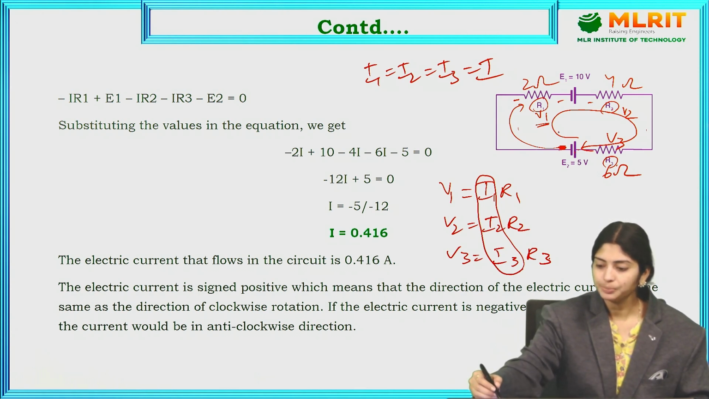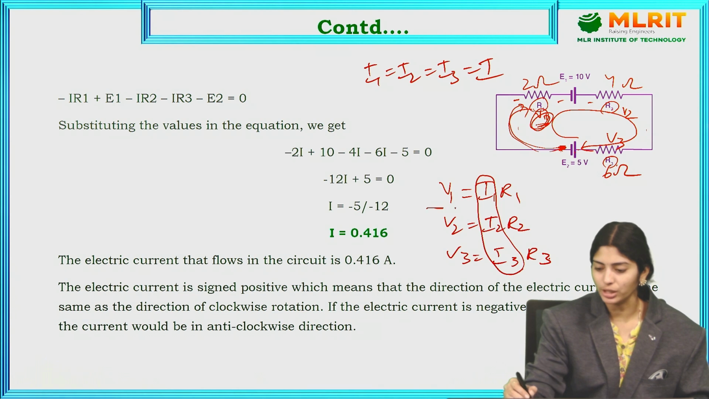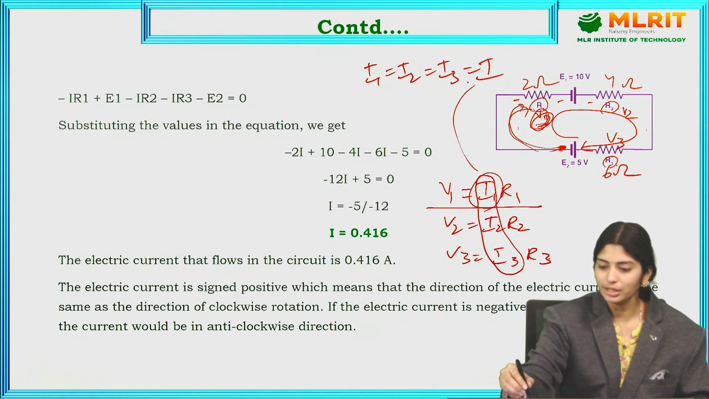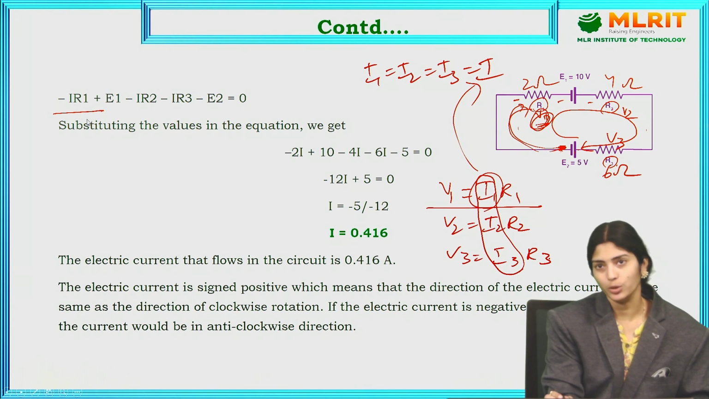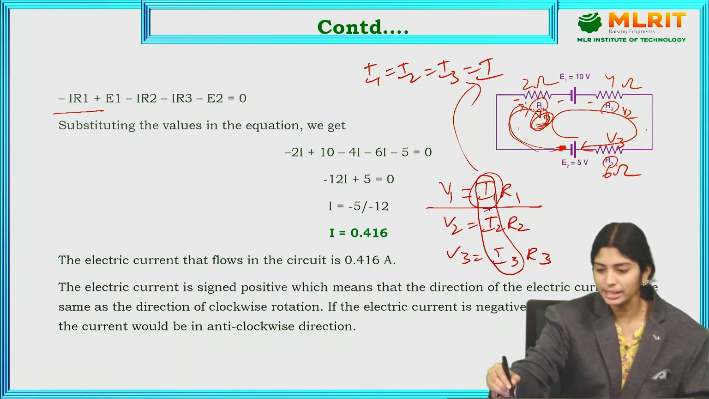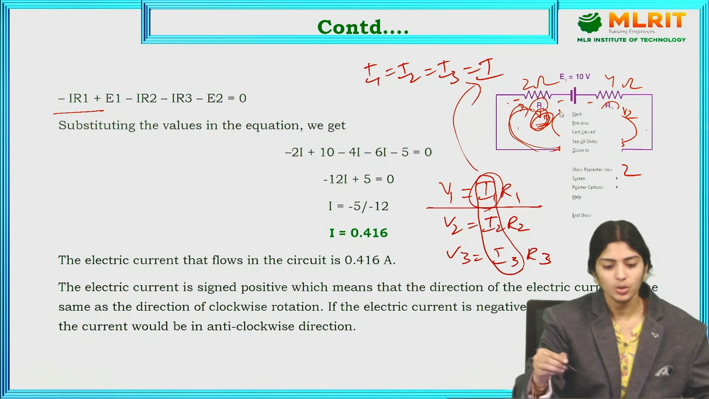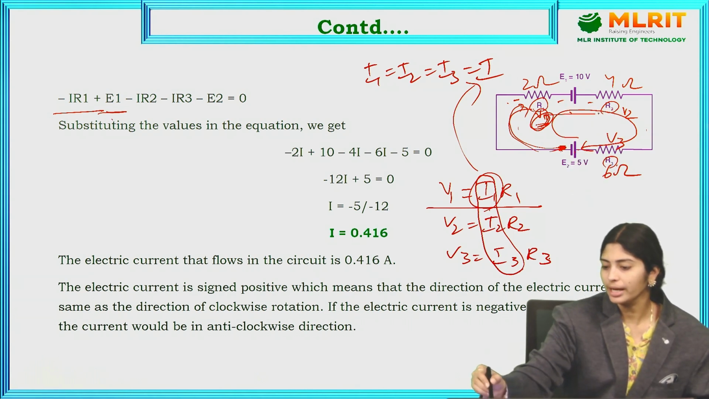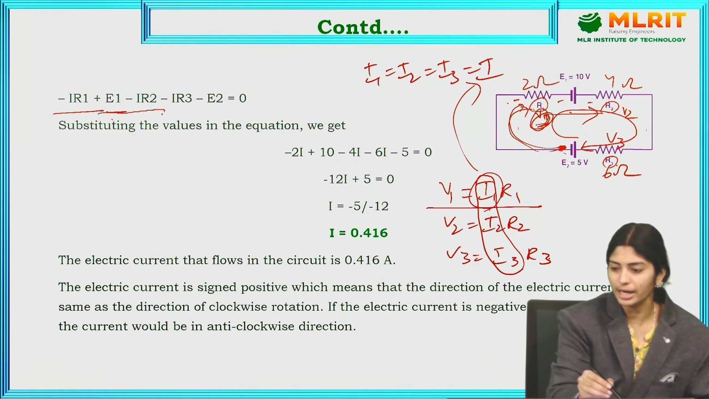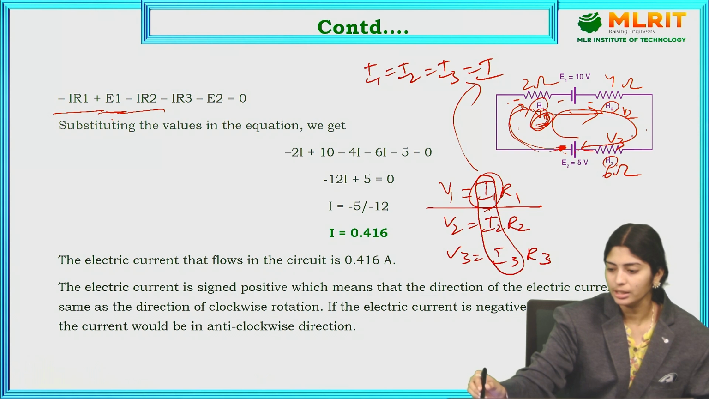So here, see, minus V1 is coming. V1 means I1 R1 actually, but I1 is equal to I. So I into R1, minus I into R1. Okay, next it is coming here. So minus into minus, what will it become? It will become plus. So plus E1. Again it is coming like this, the value is minus. The same here, so minus IR2. It is closing here, it is entering this side.